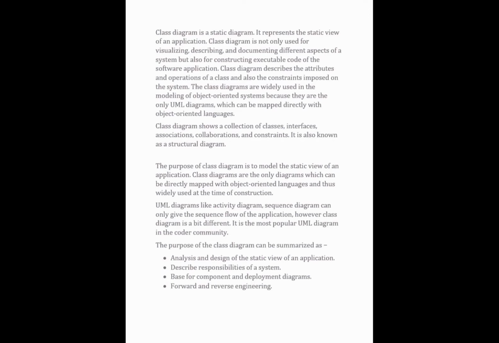The purpose of class diagram is to model the static view of an application. Class diagrams are the only diagram which can be directly mapped with object-oriented language and thus widely used at the time of construction. UML diagrams like activity diagram and sequence diagram can only give the sequence flow of the application. However, class diagram is a bit different. It is the most popular UML diagram in the coder community. The purpose of class diagram can be summarized as: the main purpose of class diagram is to build a static view of an application. It is the only diagram that is widely used for construction and it can map with object-oriented language.